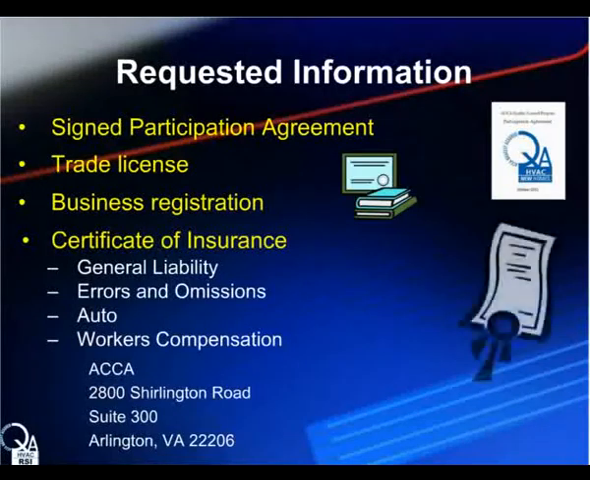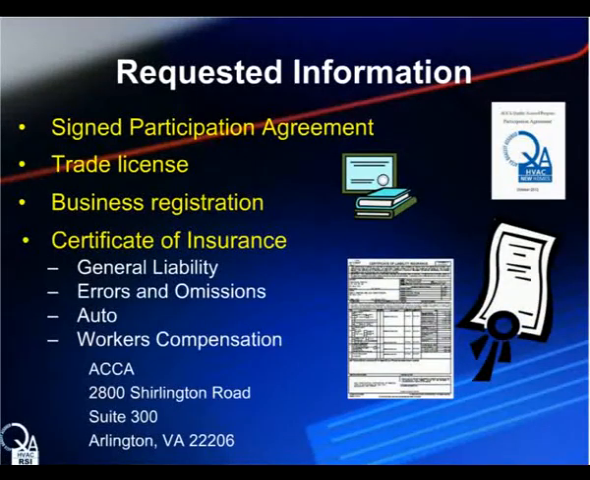The information requested of the verifier is a signed copy of the QA Verifier Participation Agreement and standard documentation required of a business. If your state or municipality requires a trade license, please submit a copy of it. If there's no trade license required, then none need be submitted. Most city, county, or other jurisdictions require a business registration. If yours does, please submit a copy of it.